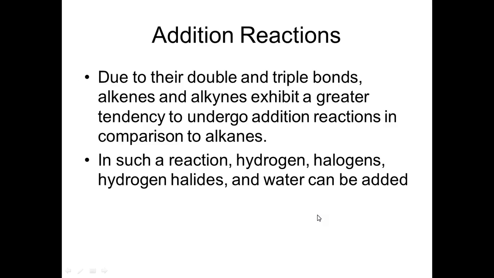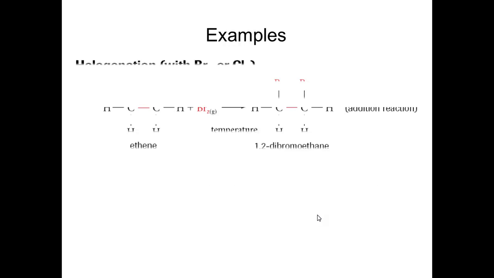Now, an addition reaction is where you're taking an unsaturated hydrocarbon and you're making it saturated. Double bonds and triple bonds are a little bit more reactive when you compare them to alkanes. And so what we can do is just add hydrogens back to those carbons involved with the double bonds, or you can add other things like a hydrogen halide or just a halogen, or in fact water can be added as well. So we'll take a look at some of those examples.